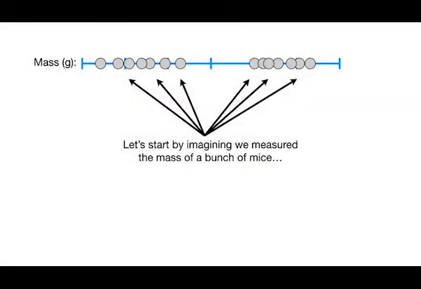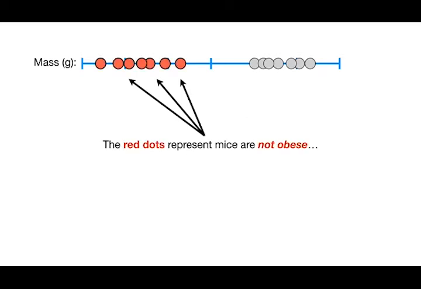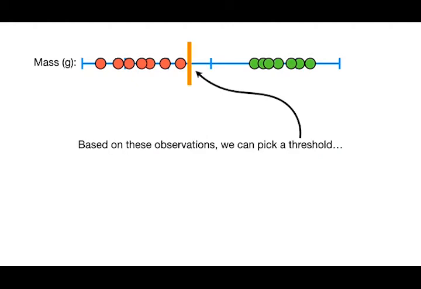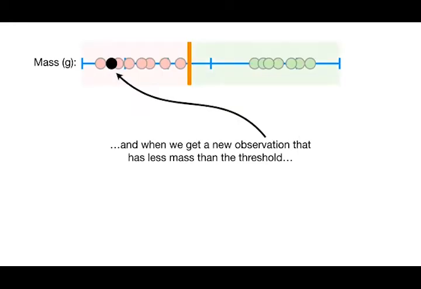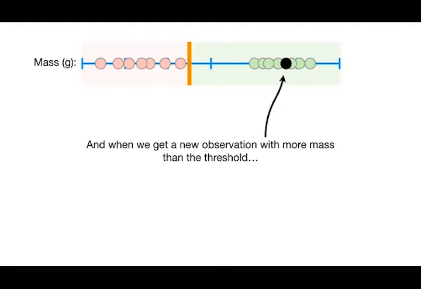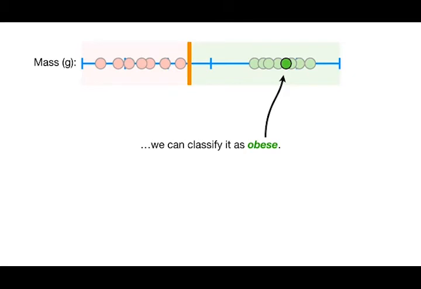Let's start by imagining we measured the mass of a bunch of mice. The red dots represent mice that are not obese, and the green dots represent mice that are obese. Based on these observations, we can pick a threshold, and when we get a new observation that has less mass than the threshold, we can classify it as not obese. And when we get a new observation with more mass than the threshold, we can classify it as obese.